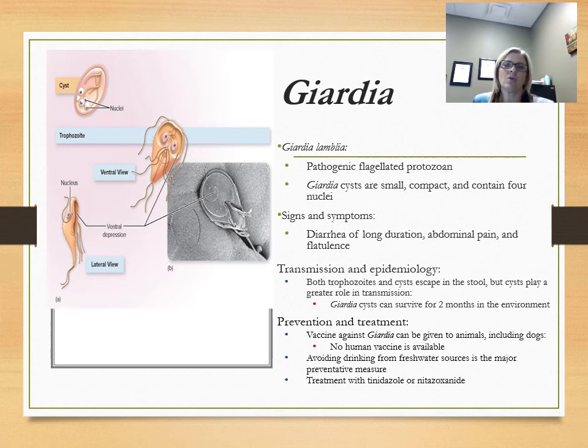You're going to have trophozoites and cysts that can escape in the stool. Cysts are going to be a higher mode of transmission. They can survive for up to 2 months in the environment. The cysts are usually going to be ingested with water or food and then swallowed after close contact with people that are infected. The infectious dose is 10 to 100 cysts for prevention and treatment.